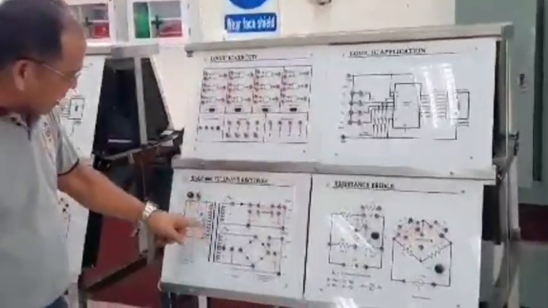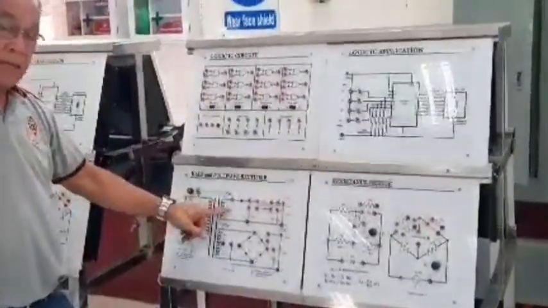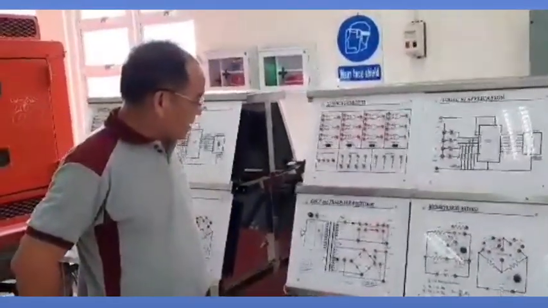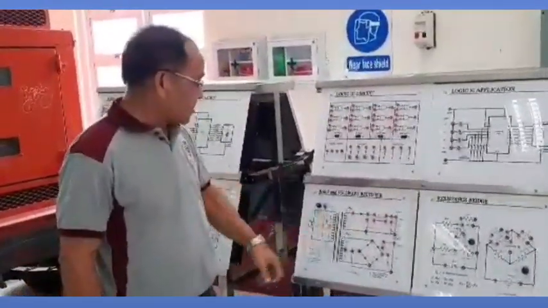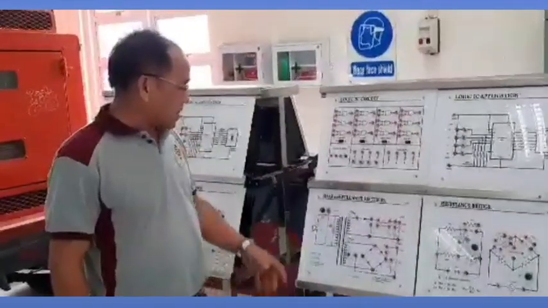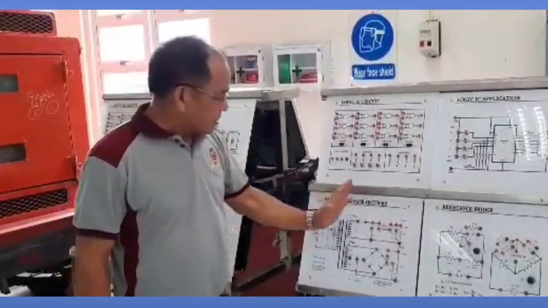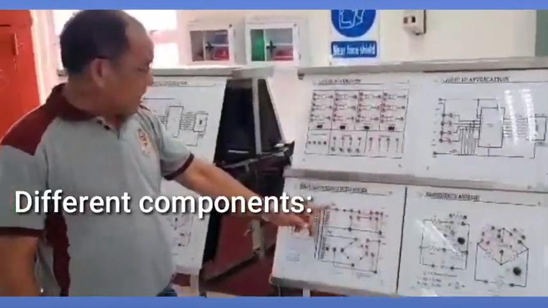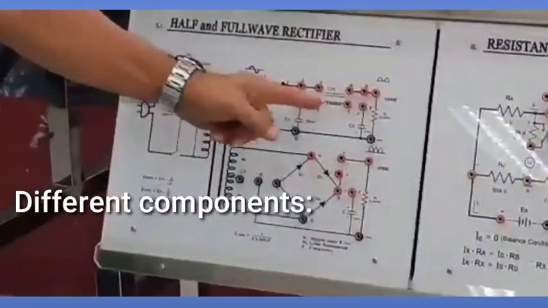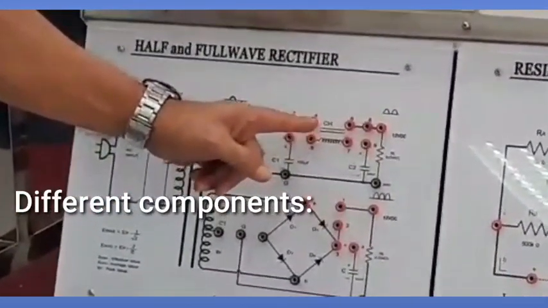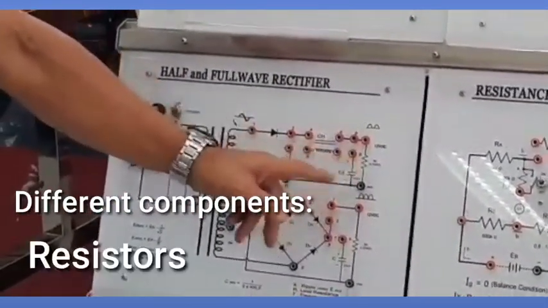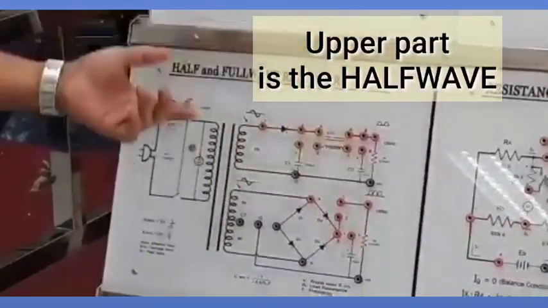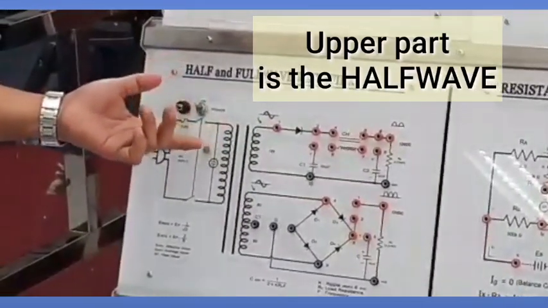As you see, there is no electrical connection between the two windings, and that is one of the important principles followed here in the rectifier circuit. On the opposite, on the secondary side, we have different components. We have the diode, the inductance, and the resistors and capacitors. So this upper part is the half wave. We call this half wave.